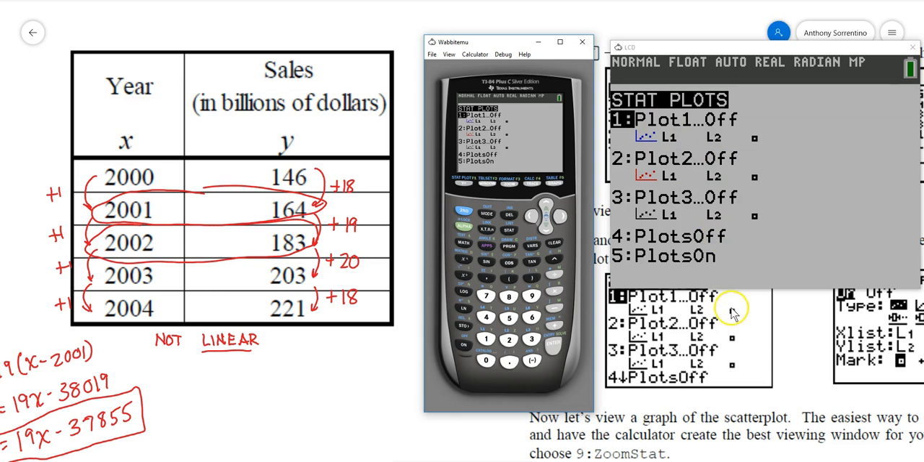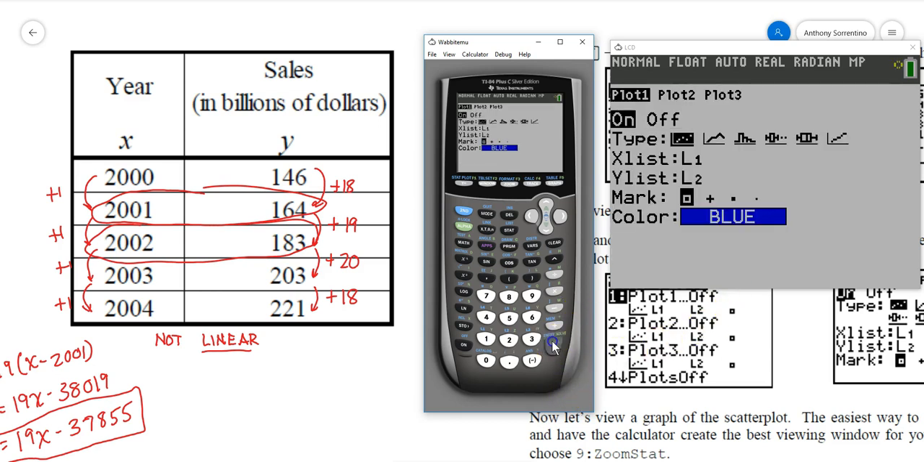So I'm going to turn this one on, and I'm just going to make sure I have it highlighted. Just hit enter, and it's turned on. This is for a scatter plot, so I'm going to leave that. My X and Y lists are L1 and L2 by default, and that's what I actually had them in for, so I don't have to change anything with that.